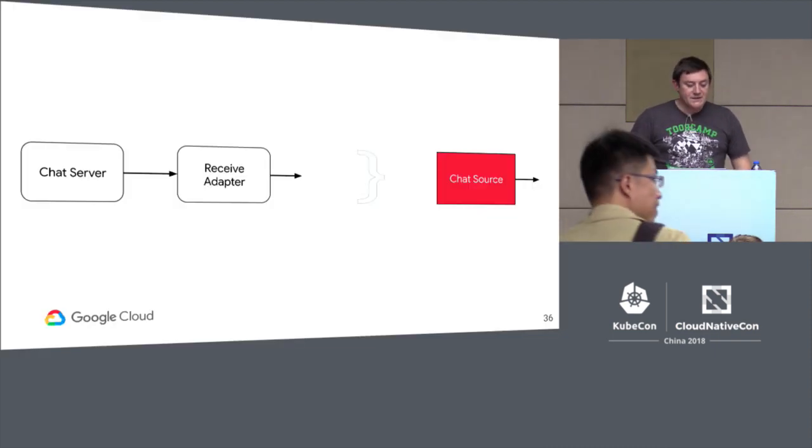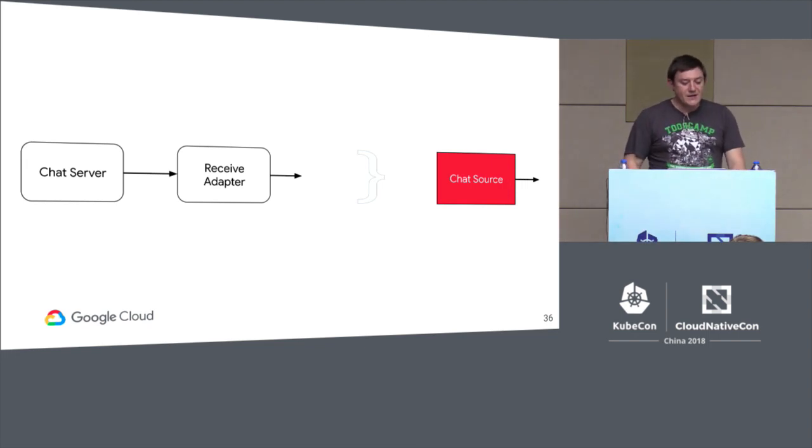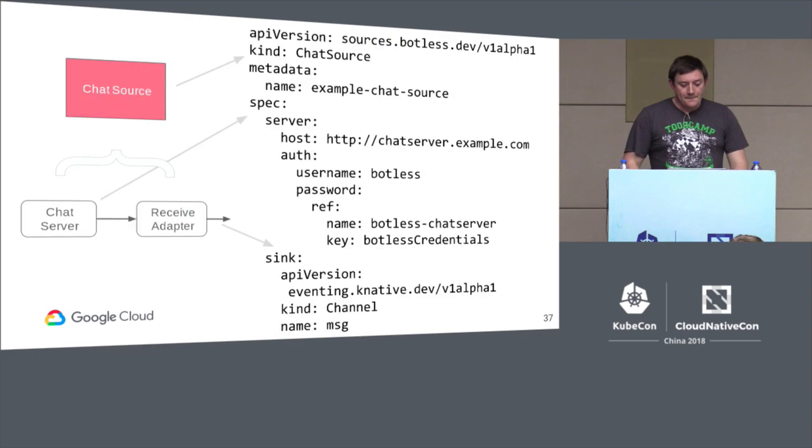We can combine the concepts of the external chat server and our internal receive adapter into a new object called a chat source. The source is a general Knative eventing concept for a component that pushes events into the cluster. We can represent that source as a custom resource. Here's the YAML for our chat source. Each logical component in the diagram is represented inside the source spec.